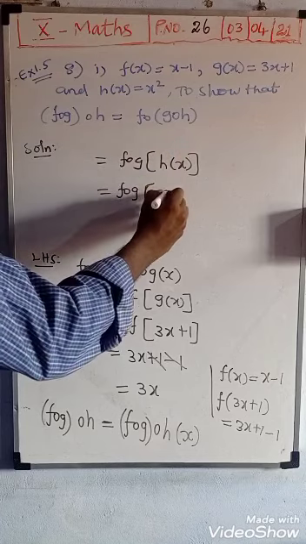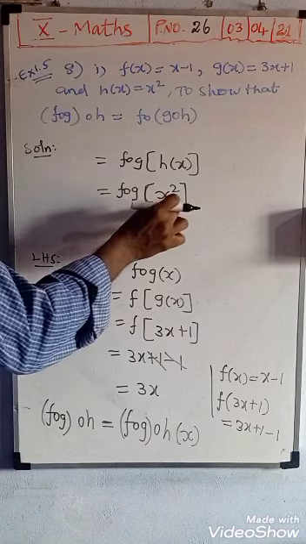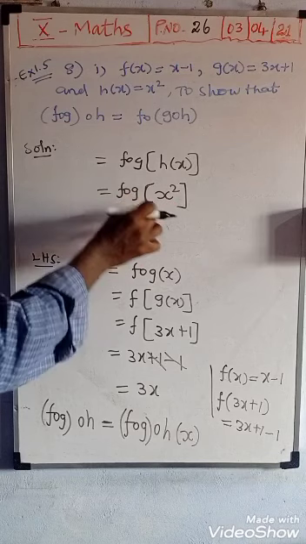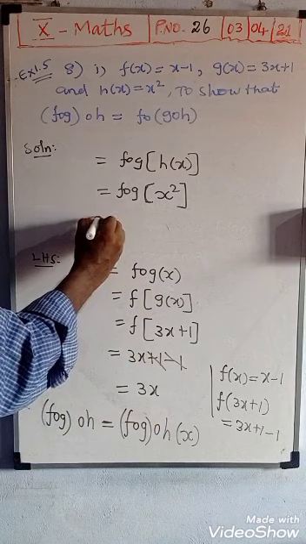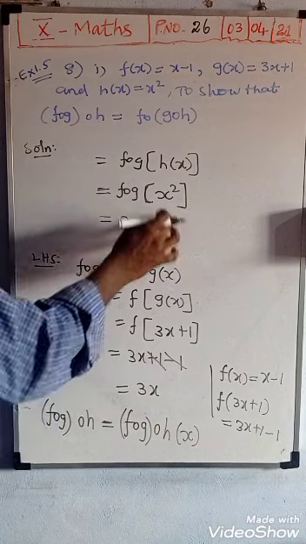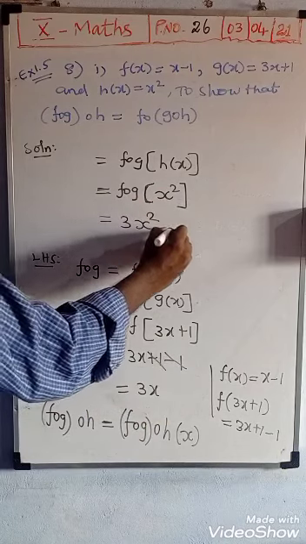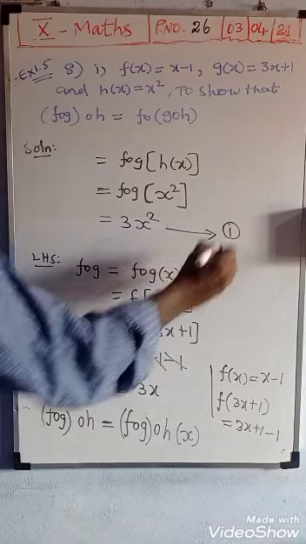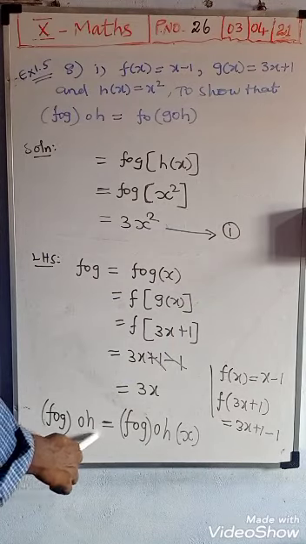What is h of x? The function h of x is x squared. So we write x squared. Now in this x squared, where do we want to substitute? Into f composition g. F composition g is 3x. So instead of x, you should write x squared, giving 3x squared. So this is equation 1. This is the value of (f composition g) composition h.